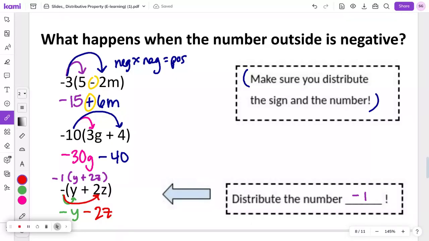This is a short video explaining what distributing is to help you get ready for today's lesson, which is going to be about simplifying expressions.